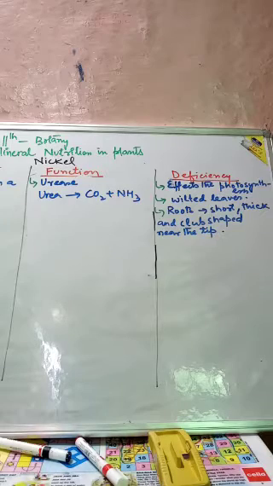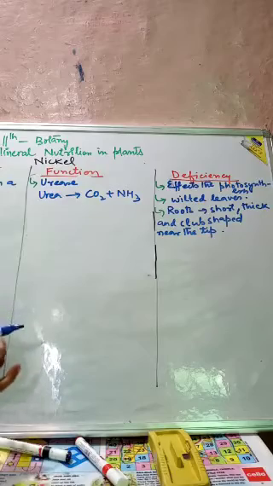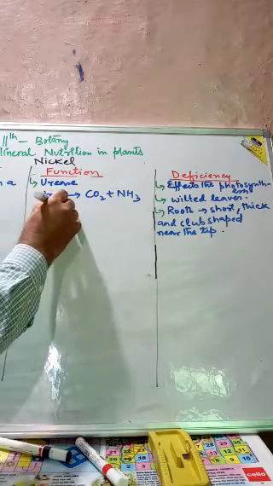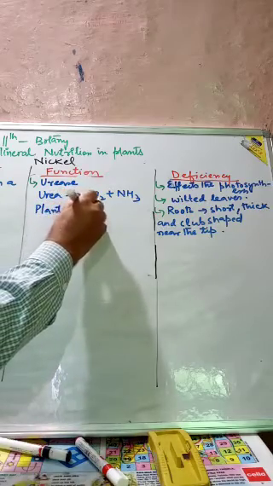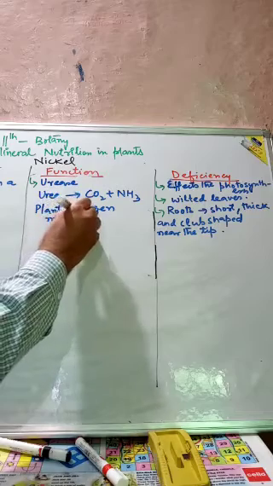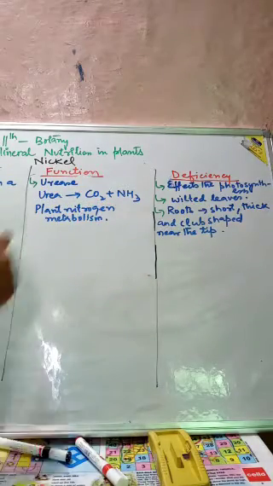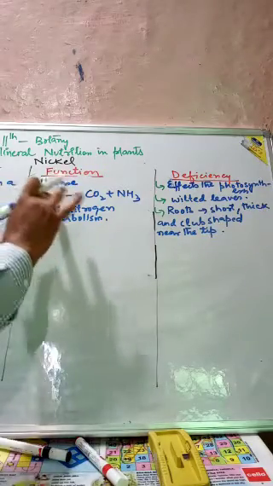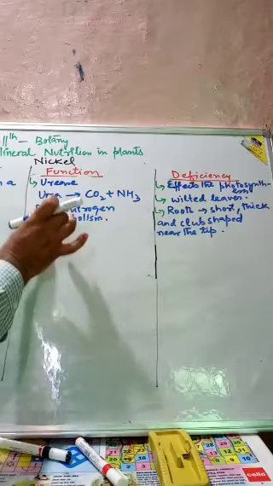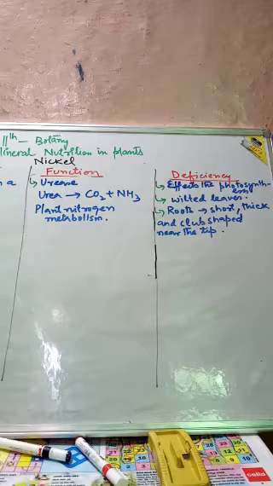So this ammonia plays an important role in plant nitrogen metabolism. Since this is an important component of urease, it helps us in converting the urea into ammonia in the plant tissues. Thus it is necessary for plant nitrogen metabolism.